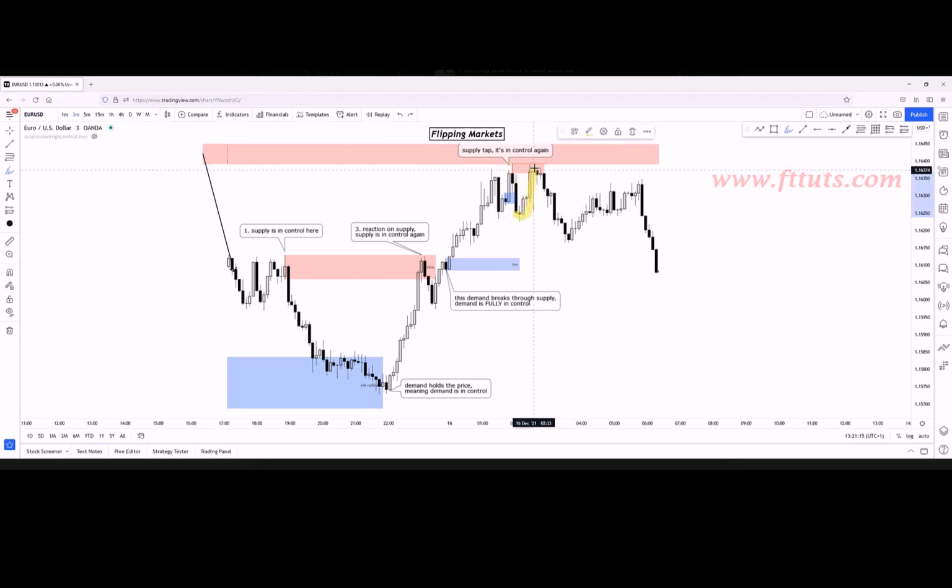As you can see, price came back up to this supply zone, mitigated this supply zone, and reversed the price again. So this means supply is in control in this region. And this goes on and on again.